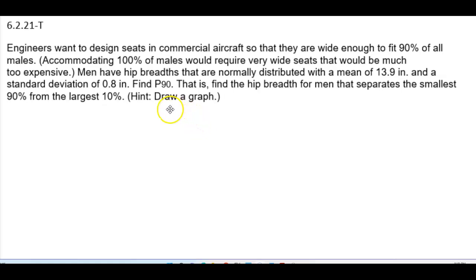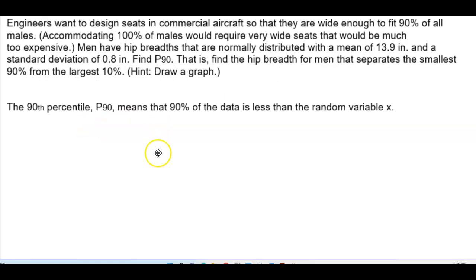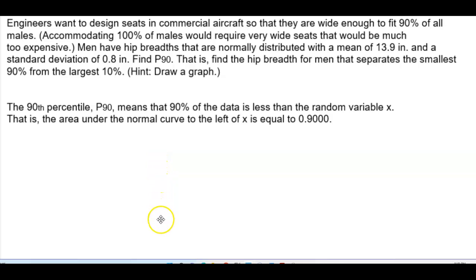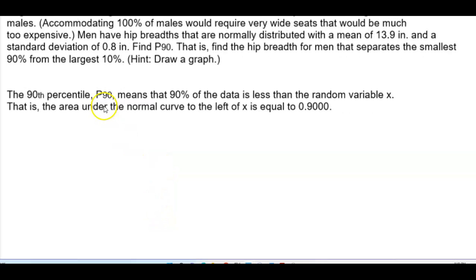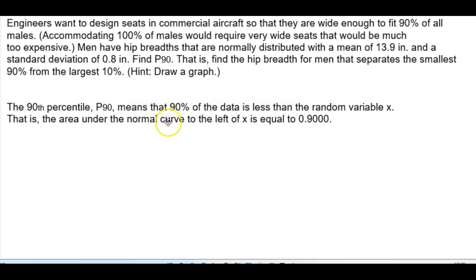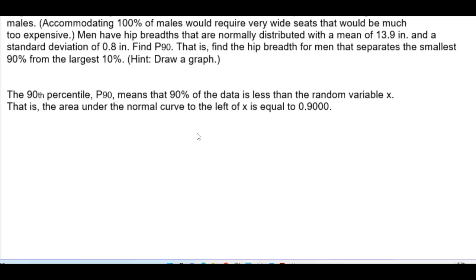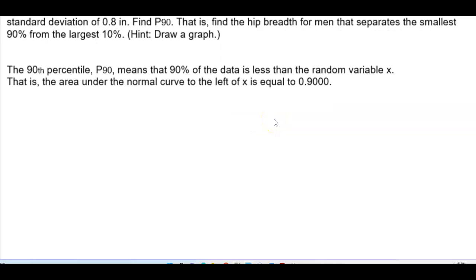inches. We want to find the 90th percentile, and that is find the hip breadth for men that separates the smallest 90% from the largest 10%. And hint, we want to be able to draw a graph. Now, 90th percentile, or P subscript 90, means that 90% of the data is less than the random variable x. That is, the area under the normal curve to the left of x is equal to 0.9000. So we're going to draw our bell curve.